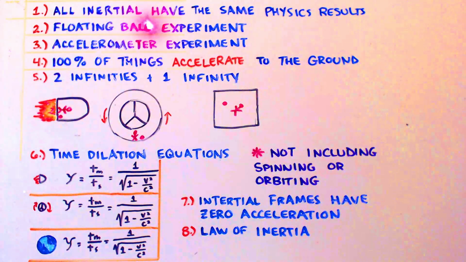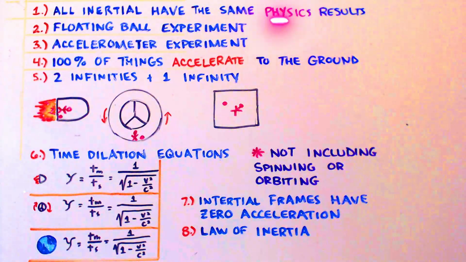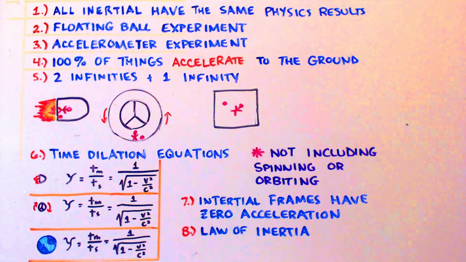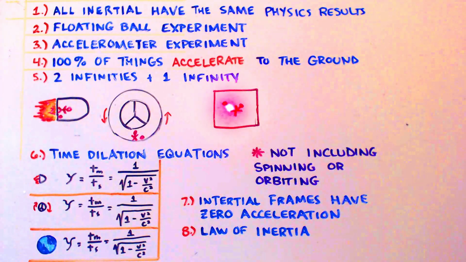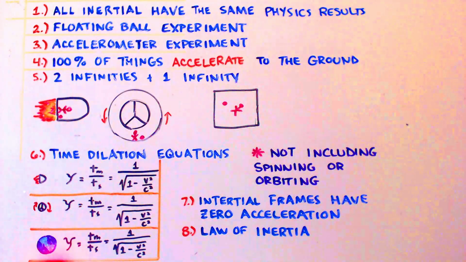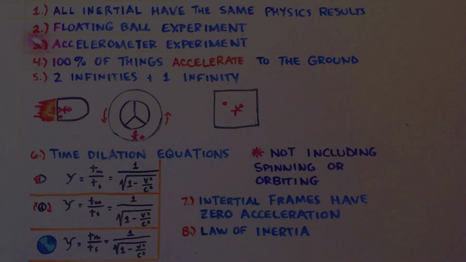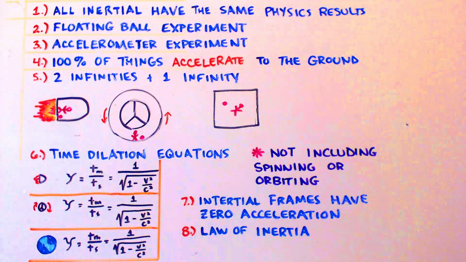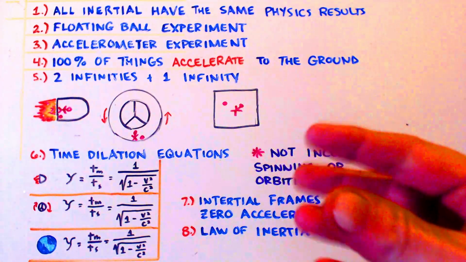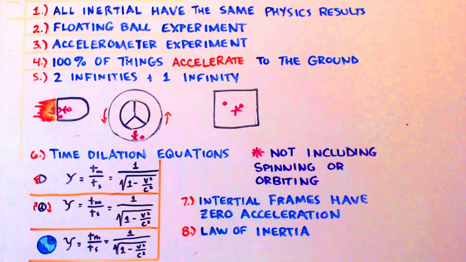1. All inertial frames have the same physics results. This is outer space where you're floating, the ball floats. I can name a billion experiments that don't line up with outer space that line up on Earth. Earth has totally different physics results. Number 2, floating ball experiment. That's where you take a ball and you hold it out and you let go of the ball without putting any force or anything on the ball. See what the ball does.